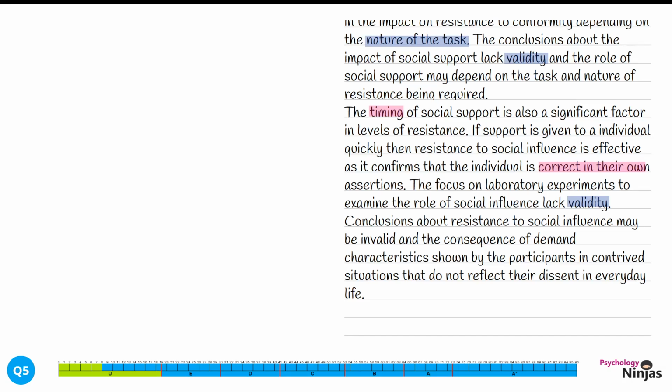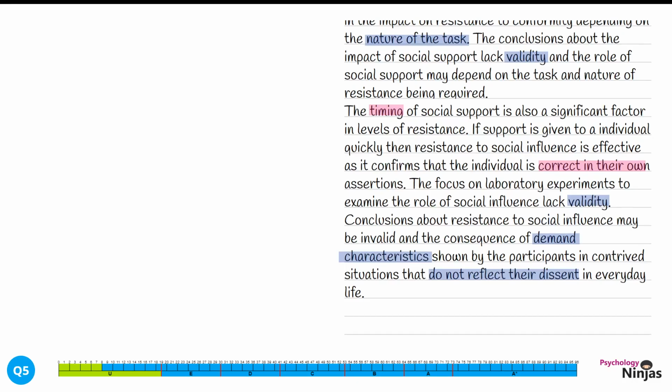We've used our psychological terminology effectively here, talking about the role of demand characteristics, that participants work out the aim of the study and change their behaviour. We've been clear about the impact of this for our specific question, talking about this not reflecting dissent that normally occurs. So we're saying the impact of this on resistance to social influence and the conclusions we've given so far.